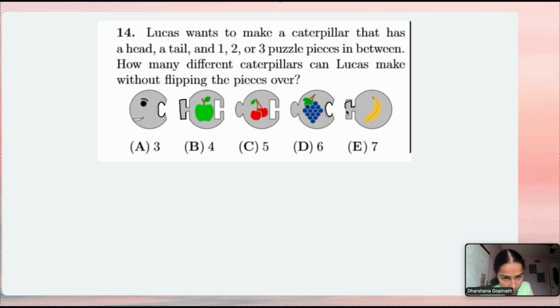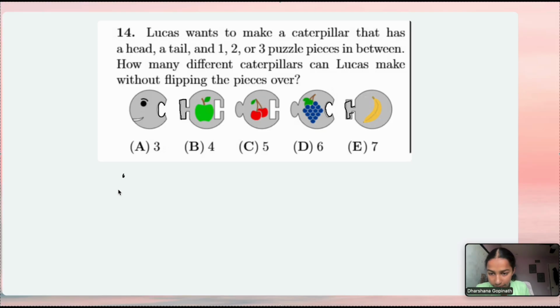And we can see that for a lot of pieces, you can't connect the cherries and the grapes together, different connectors. And you can't connect the apple and the cherries together because, again, different connectors. So with that in mind, let's try and see what different caterpillars we can make.